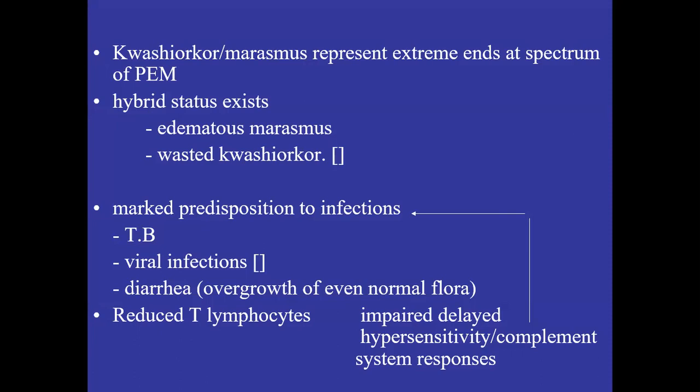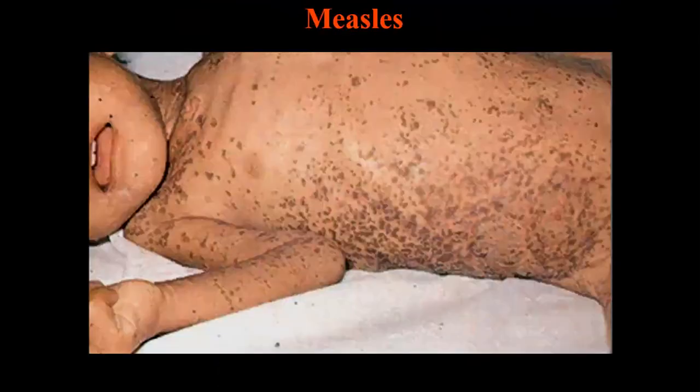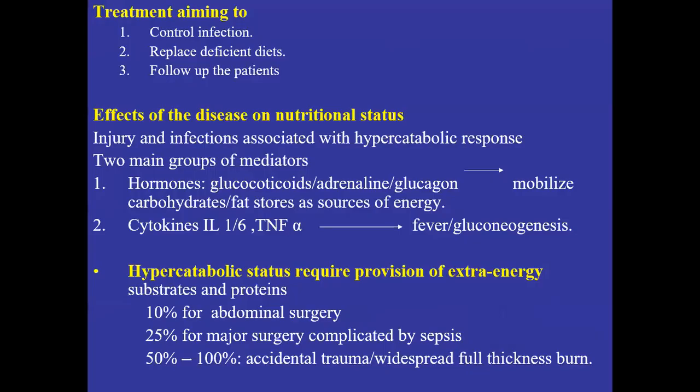There will be marked predisposition to infection like TB, viral infection, diarrhea due to the overgrowth of normal flora, reduce T lymphocyte activity. All these will be causing impaired delayed hypersensitivity and complement system response فتسوي لنا الانفكشن. هذا هو طبعا يكونون liable for infection خصوصا الفيرال انفكشن من ضمنها الميزل. هذا هو الميزل. التريتمنت هو control infection, replace deficient diet and follow up of the patient.